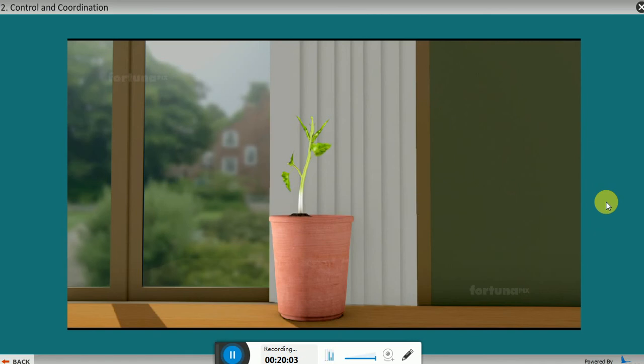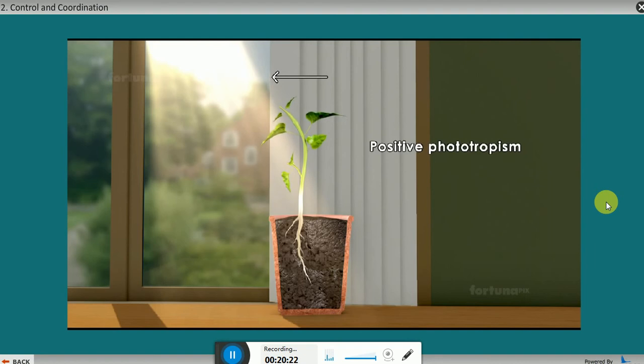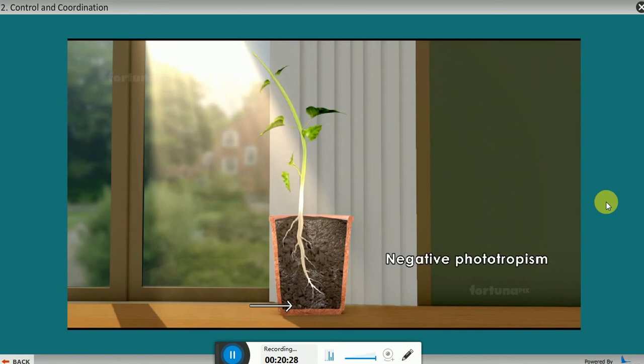This can be observed simply by placing a potted plant near a window. After a few days, the shoot will have grown towards the light source instead of growing straight up. This bending or growing of a stem towards the light is referred to as positive phototropism. The roots, however, will grow away from the light, exhibiting negative phototropism.